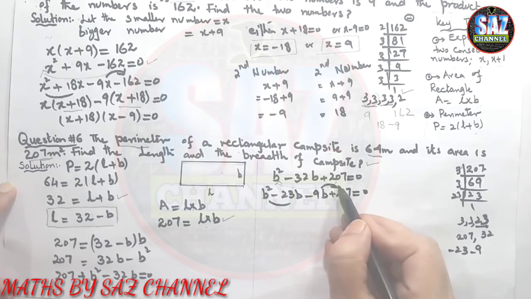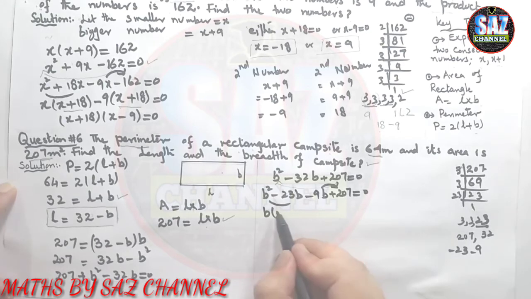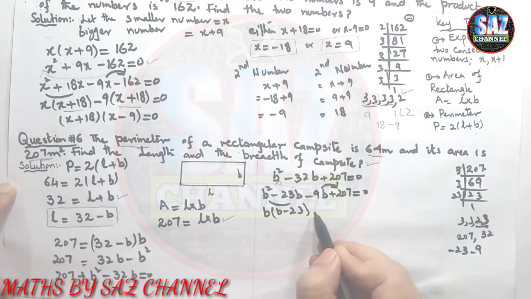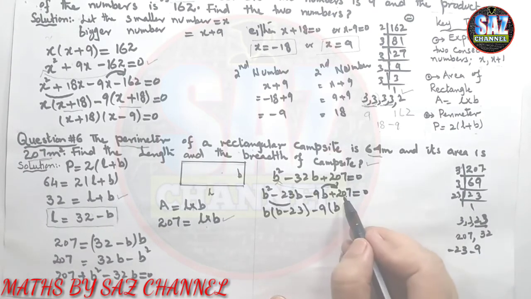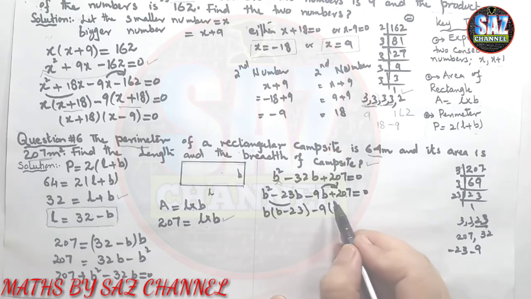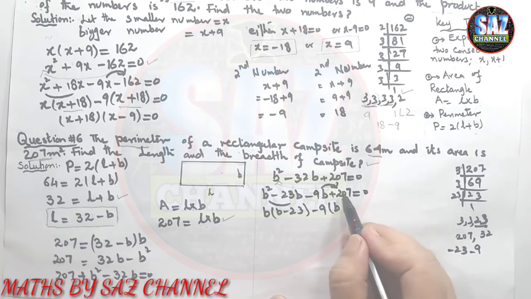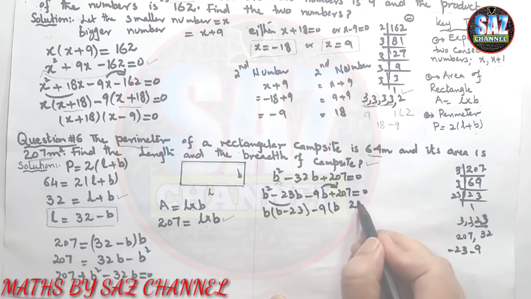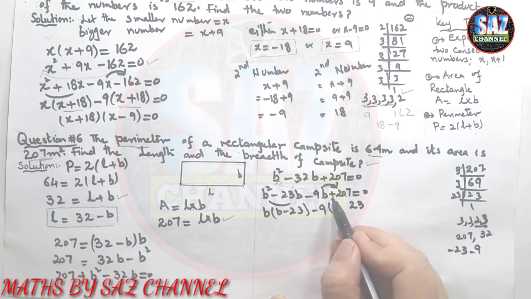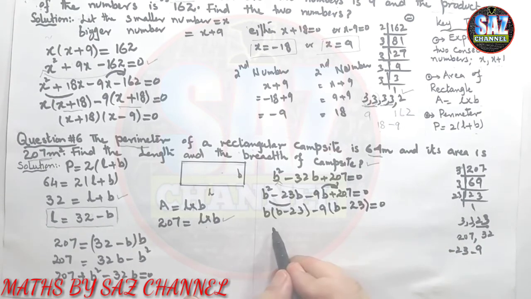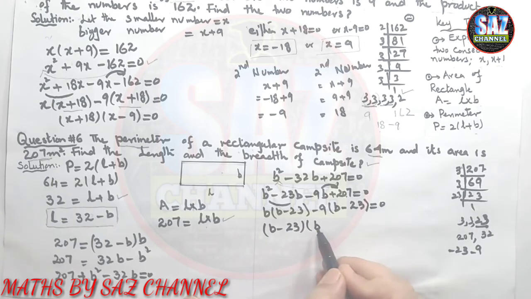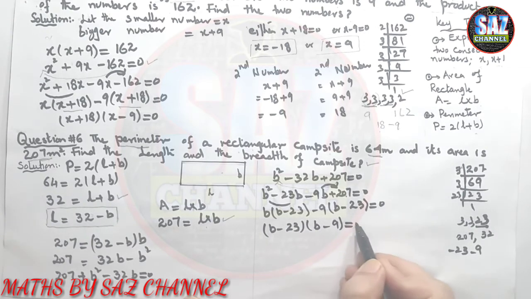Make the groups of like terms. Extract the common letter or number. B (B minus 23) minus 9 outside, and from 207 I'm taking 9 outside. 9 2s are 18 and 9 3s are 27, so 23 over here. As we have the positive sign here and we have extracted minus out, the sign here will be negative, equals 0. Again, (B minus 23) is the common group. Pull it out: (B minus 23)(B minus 9) equals 0.